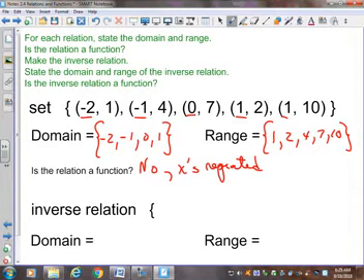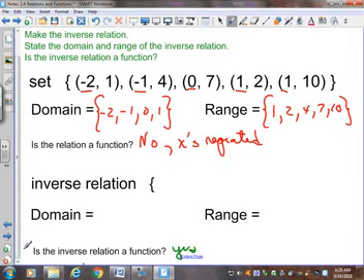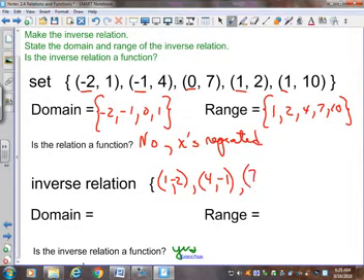So the x's can't repeat and be a function. So now let's talk about the inverse relation. The inverse relation is a set of points in which you switch the x and the y values. Whoops, forgot to switch it.